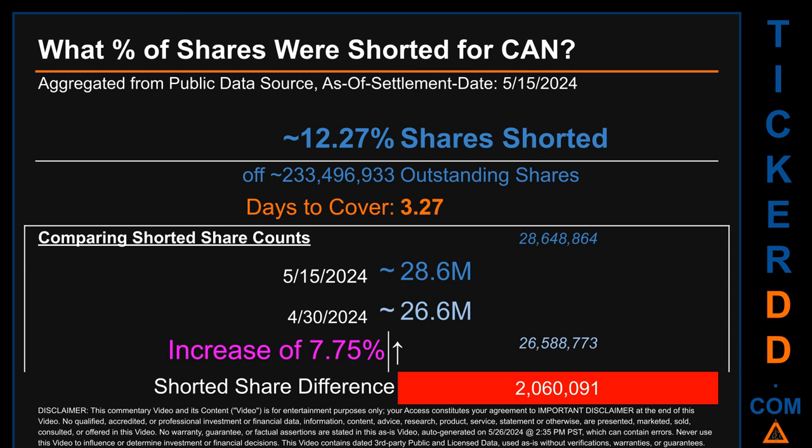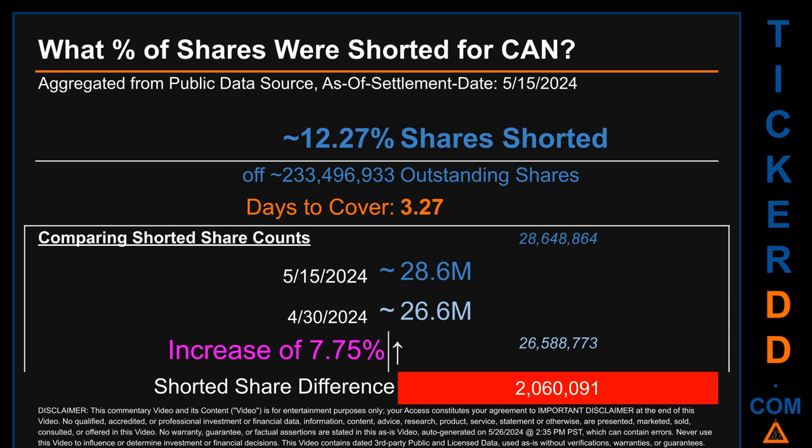What percentage of shares were shorted for CAN for the 2-week period, ending on settlement date, May 15, 2024? About 28.6 million shares of CAN were shorted out of a total of approximately 233.5 million outstanding shares. Therefore, for CAN, based on as-is discovered public data when this video was generated, the ticker has a short interest of roughly 12.27%, which I got by taking the number of shorted shares and dividing it by the number of outstanding shares to get the percentage value. Days to cover is 3.27.